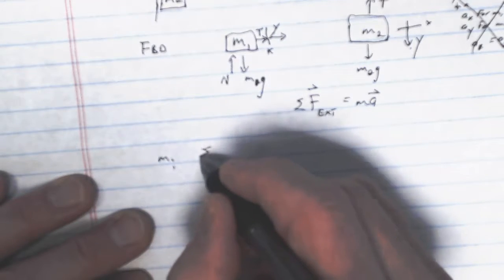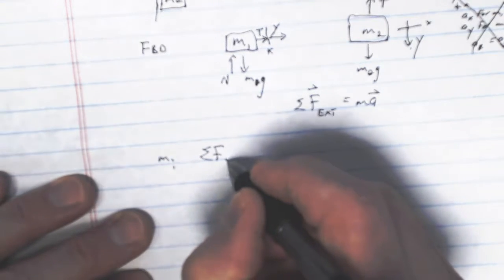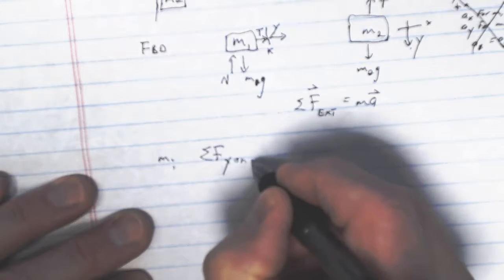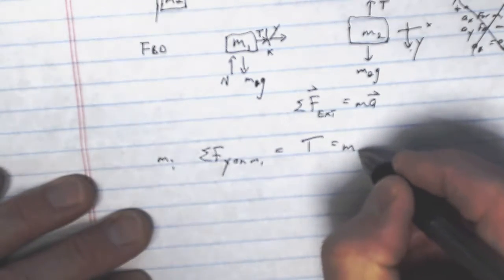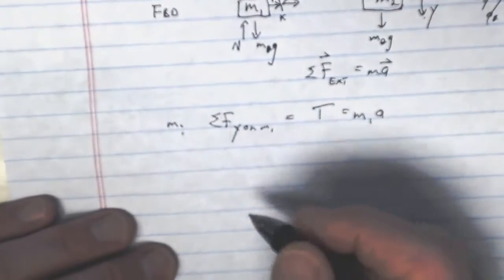We have the sum of the forces in the y direction on M1. I just look at my free body diagram and I say, there's T, and that's it. The sum of the forces in my y direction is only the tension, so that has to be equal to M1 times its acceleration. Well, that was simple, but now let's look at M2.